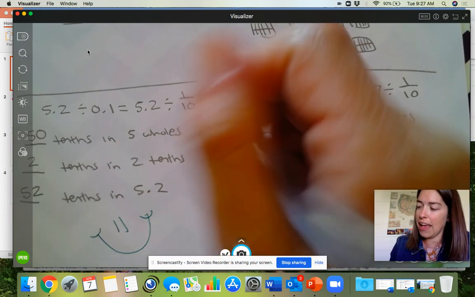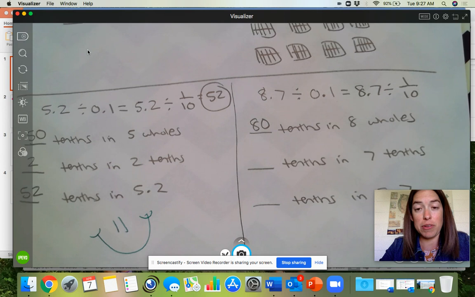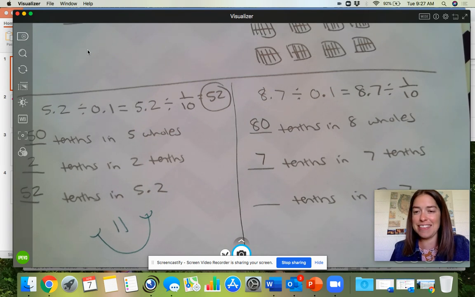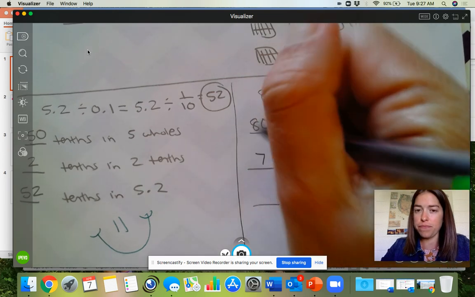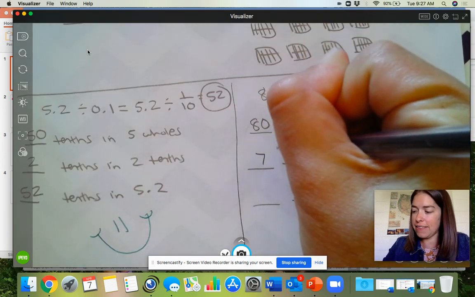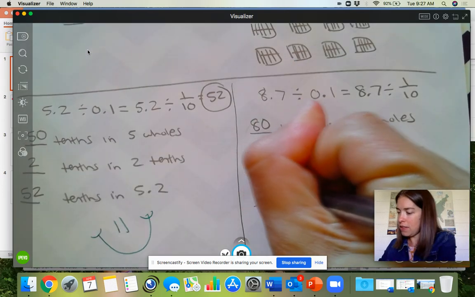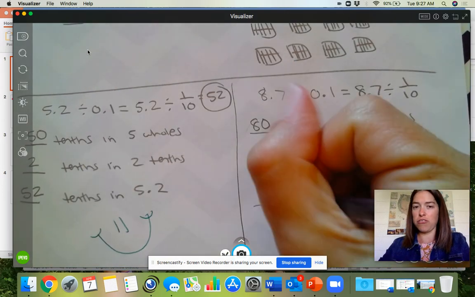80 tenths in 8 wholes. How many tenths in 7/10? 7 tenths in 7/10. And so, how many tenths in 8 and 7/10? Well, here's my 8 wholes and 7/10, which means I have a total of 87 tenths. So an answer of 87.